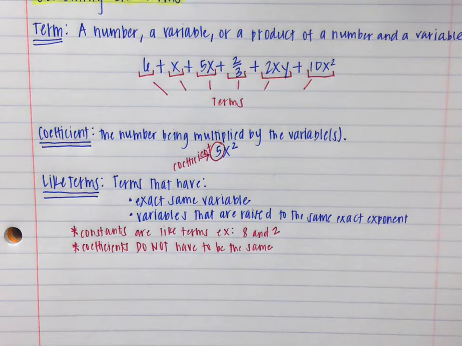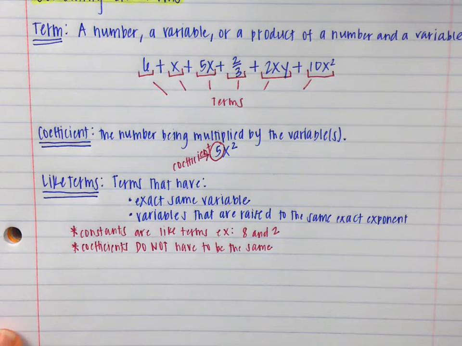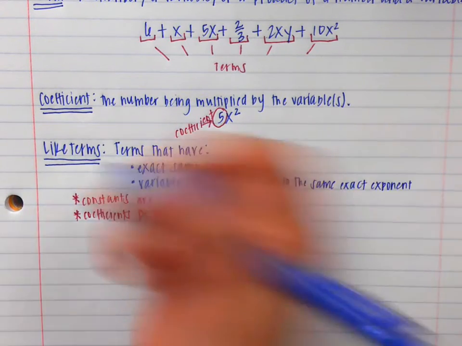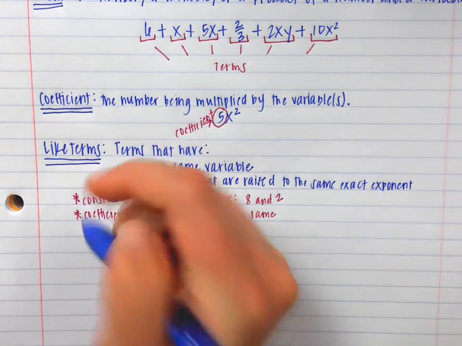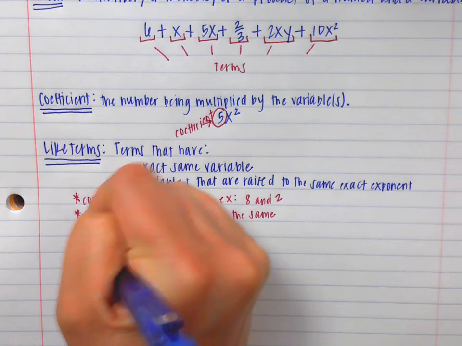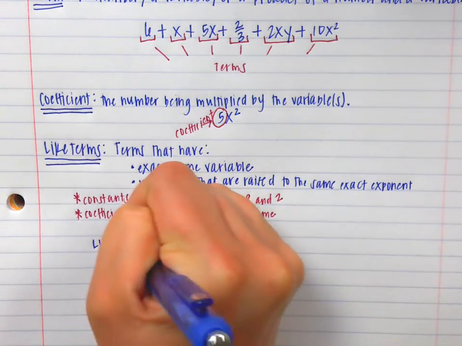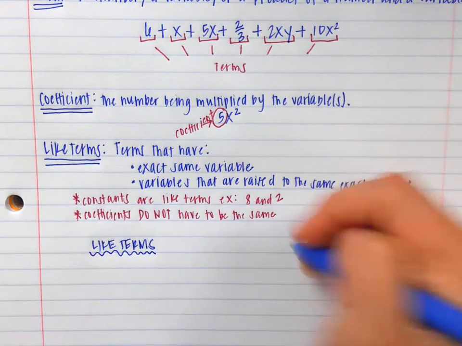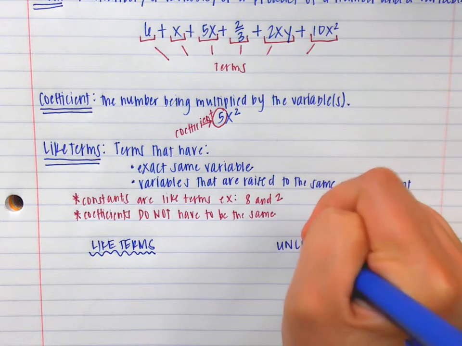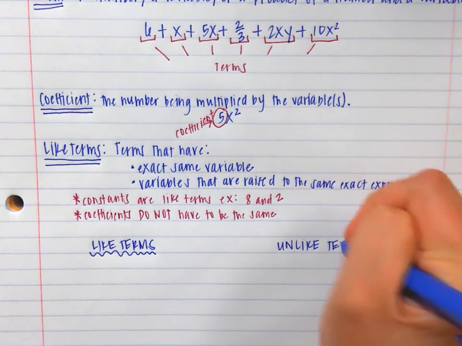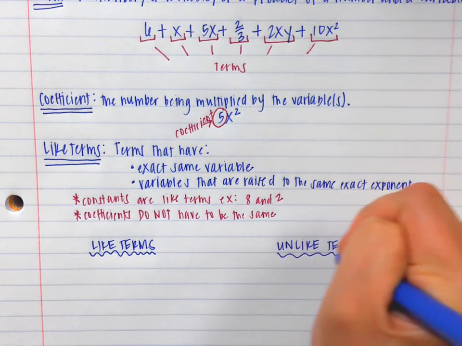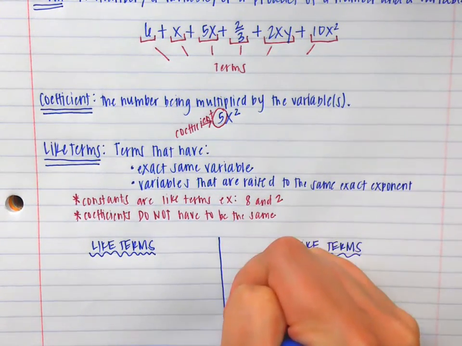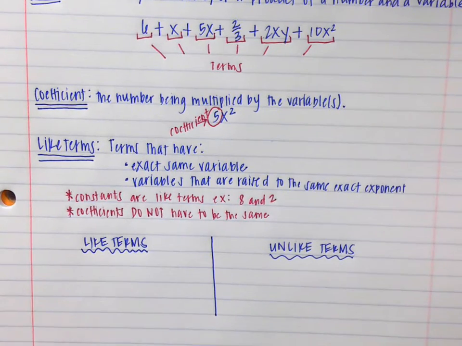Okay, so let's go through and make a little bit of a chart where we're looking at like terms compared to unlike terms. I know maybe unlike terms is not the best word for it, but here we are. Okay, so let's make a chart. So we have like terms, and then we'll do another one with unlike terms. We'll make just a small chart for ourselves here and separate those.